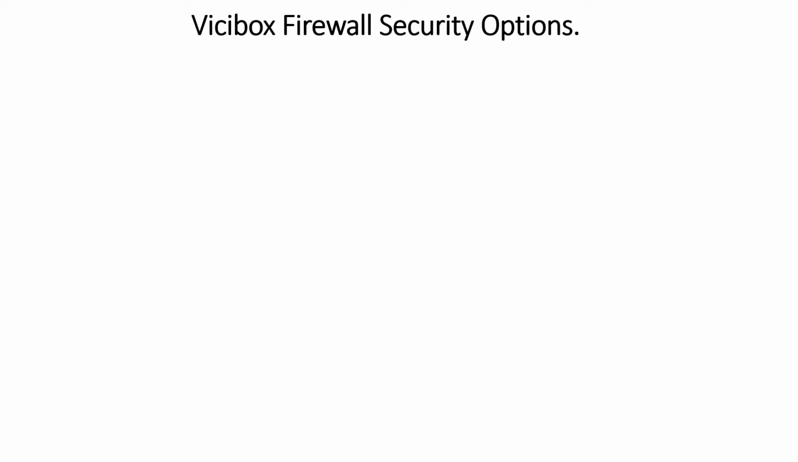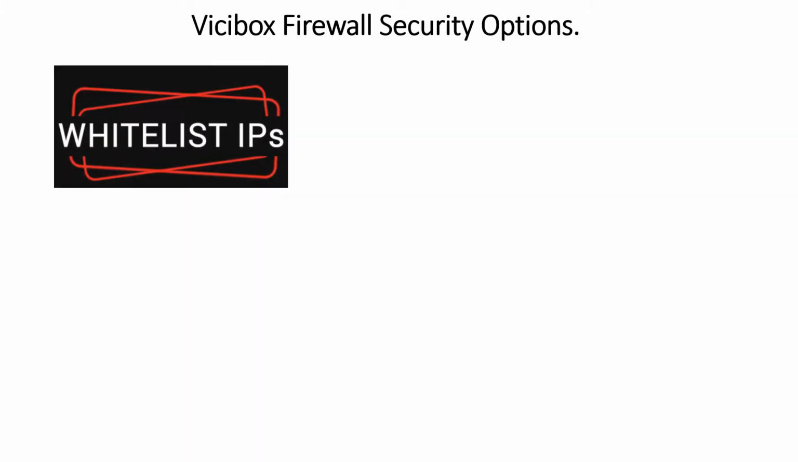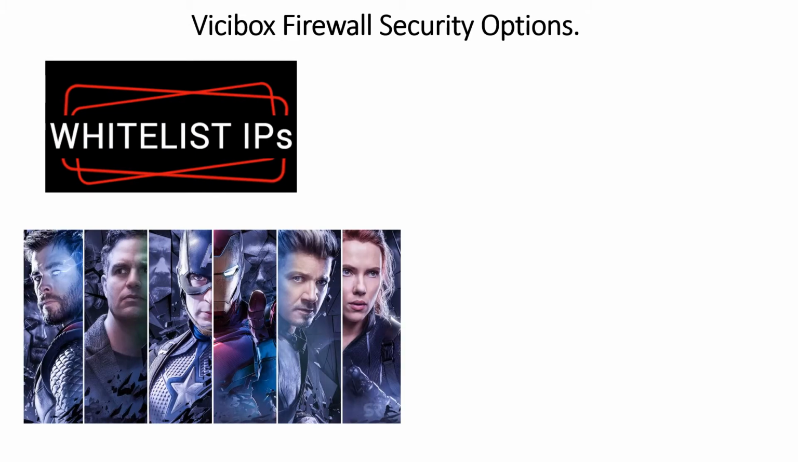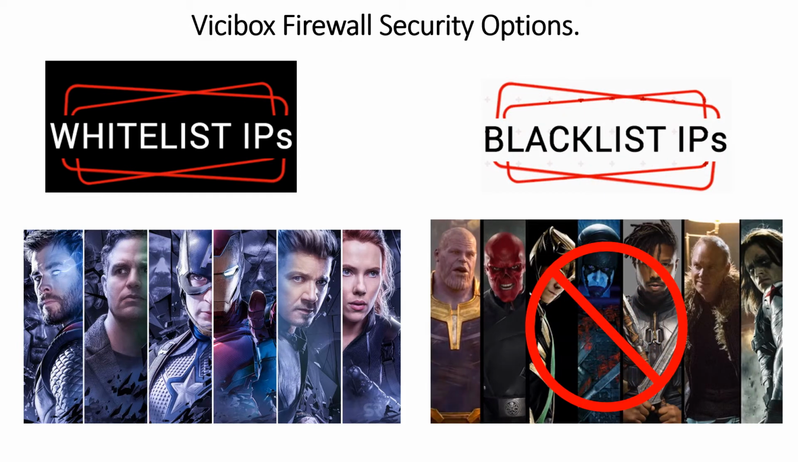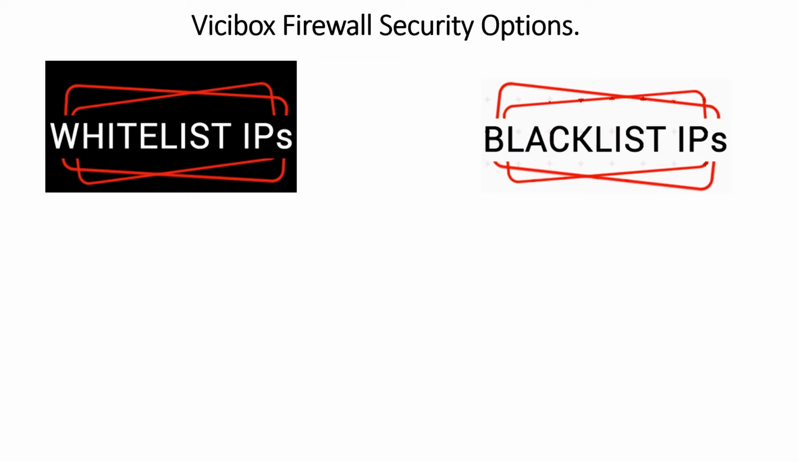Vicibox Firewall provides two types of security options. First one is whitelist IPs, which means allowing only good guys and blocking all others. Next option is blacklist IPs, which means blocking the bad guys and allowing access to all others. Under whitelist, you have two options. 1. Static list, which is a set of IP addresses added by the admin to allow access to the system. 2. Dynamic list, where a sender or an agent authenticates with a predefined URL, and after successful authentication, the system will automatically add their public IP under whitelist. You can enable either both or any one of these.